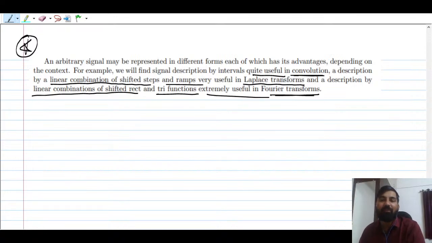Sometimes we have some sort of signal and we have to find the Fourier transform. You can easily find the Fourier transform by writing the linear combination of shifted versions of unit step as well as triangular pulse, whatever. So always understand the importance of these elementary signals which we encounter in our day-to-day life.